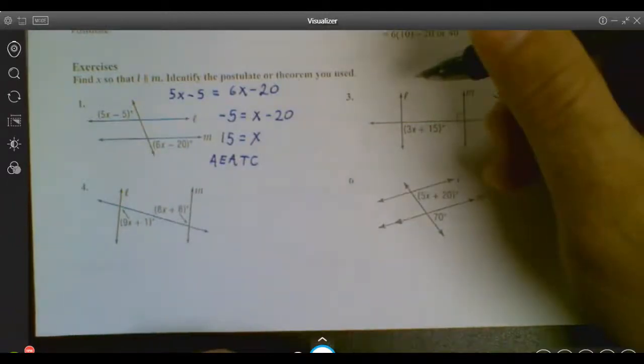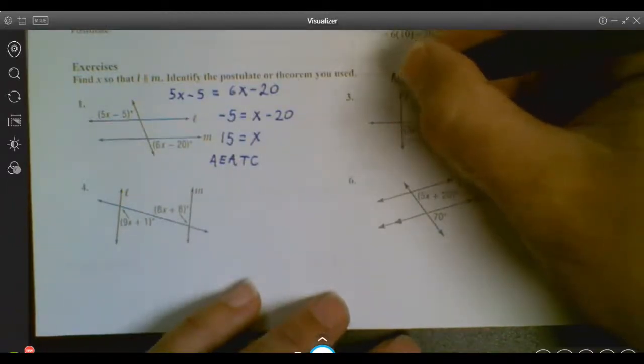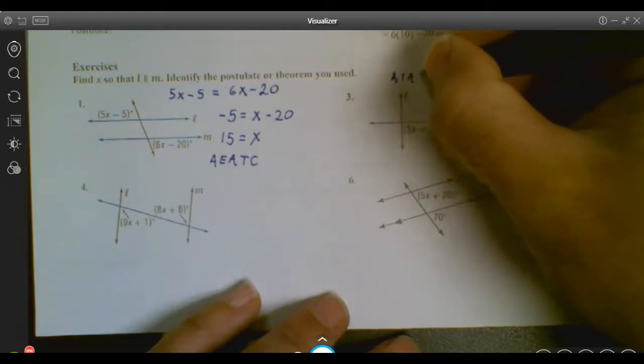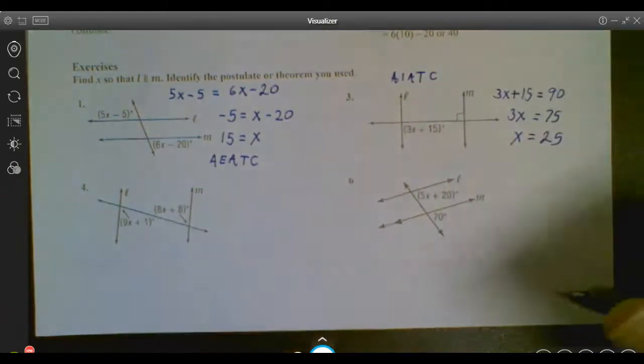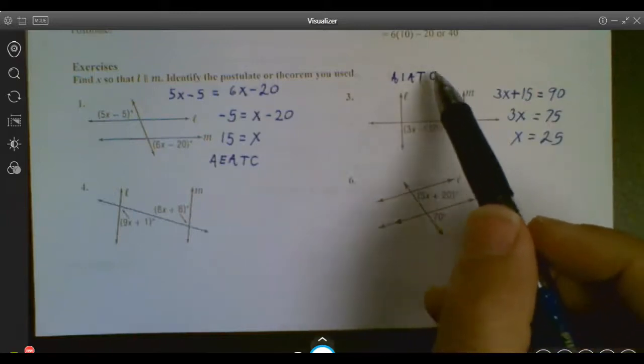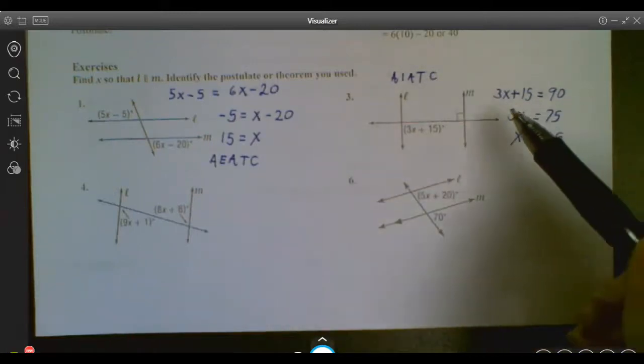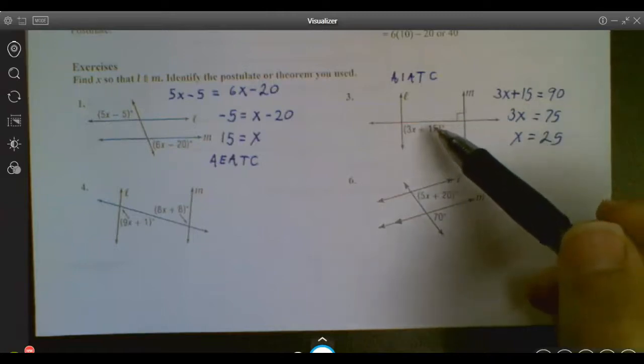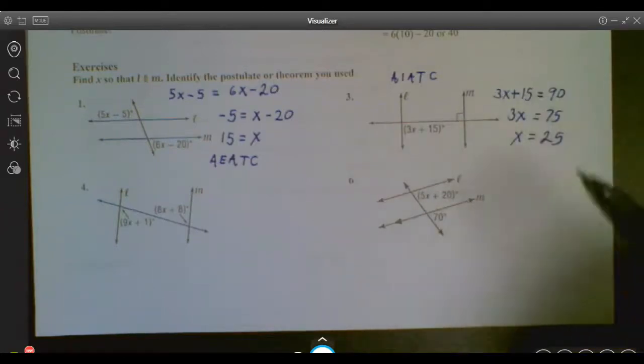As you're looking some of these up in the book as well, I'm just going to say alternate interior angles theorem converse. A lot of times in the book on these, they'll just say it's the theorem. They won't even mention at this point that we're using the converse, because they just want to make sure that you have a reason to support the equation that you're setting up.